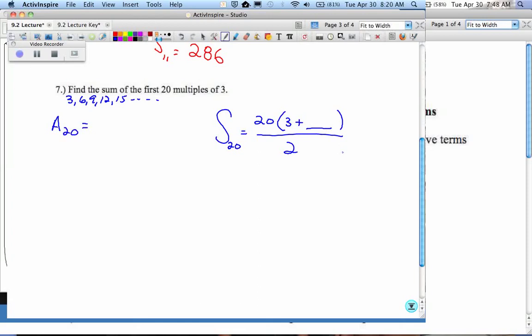So they might give you a couple numbers in the beginning. So what I'm going to do is throw it into this finding a term formula. So first term 3 plus 20 minus 1 times a common difference of 3. Right? Because it's going up by 3 every time. So 20 minus 1 is 19 times 3 is 57 plus 3 is 60. So that's when you should write your 60 in there. What's the sum? 630? Yes.